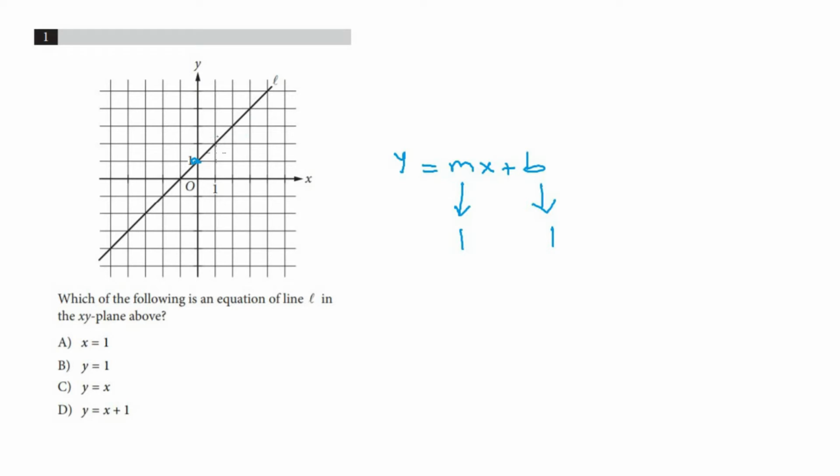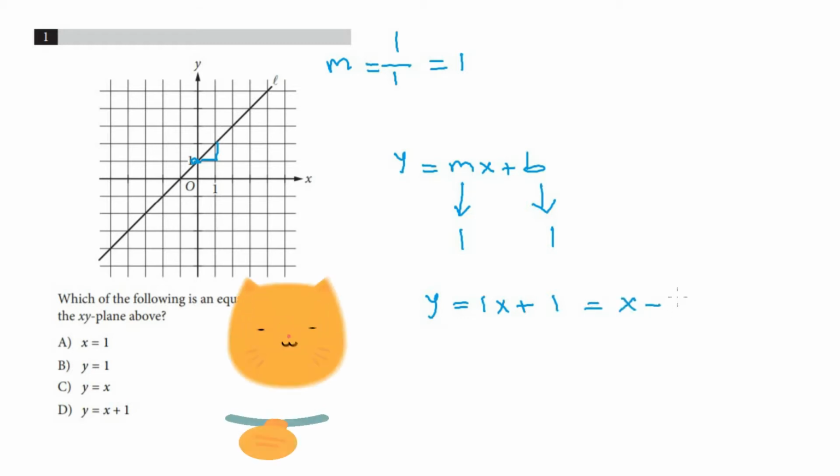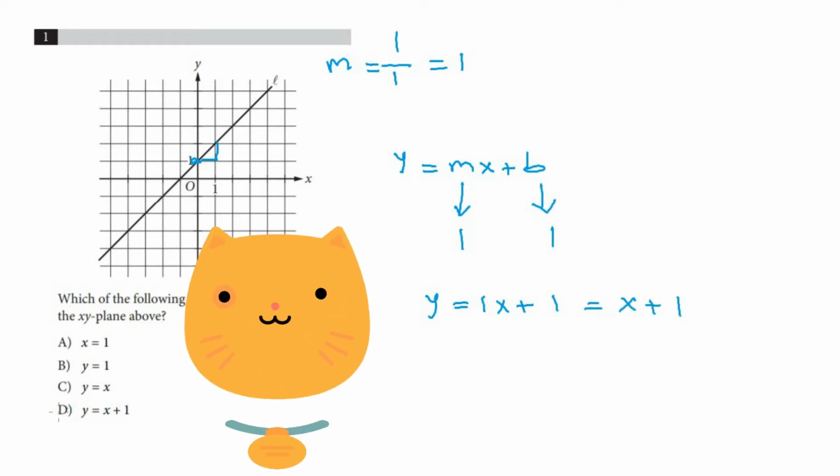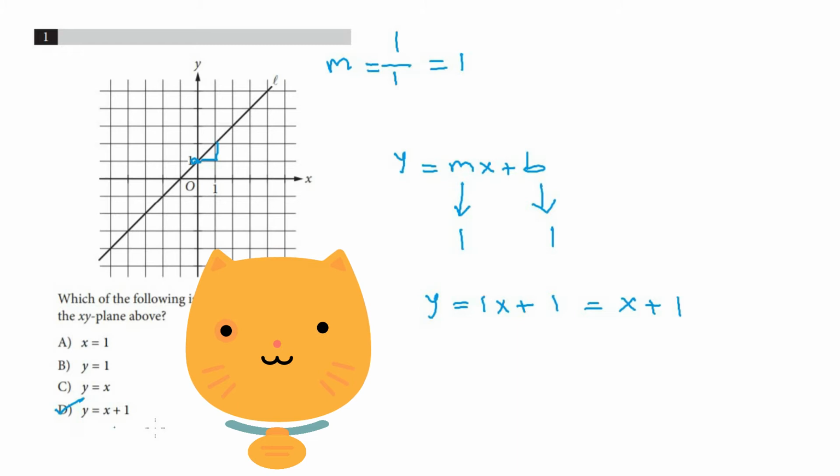That is because here, see, rise equals 1 unit and run equals 1 unit. So, slope equals rise over run, that is 1 over 1 equals 1. So, this means m equals 1. Using this we get y equals 1x plus 1, or x plus 1. So, y equals x plus 1, option D is right.